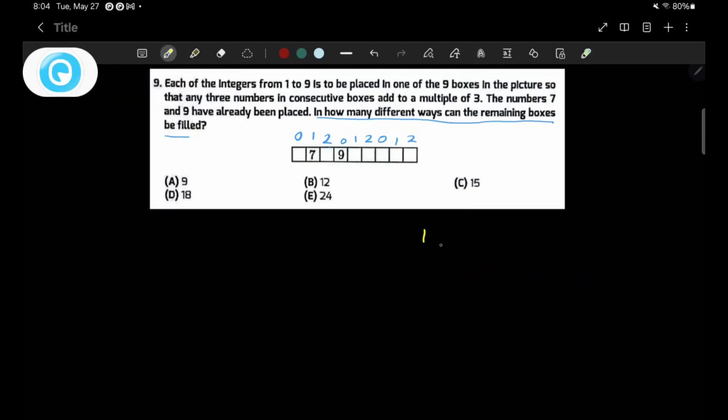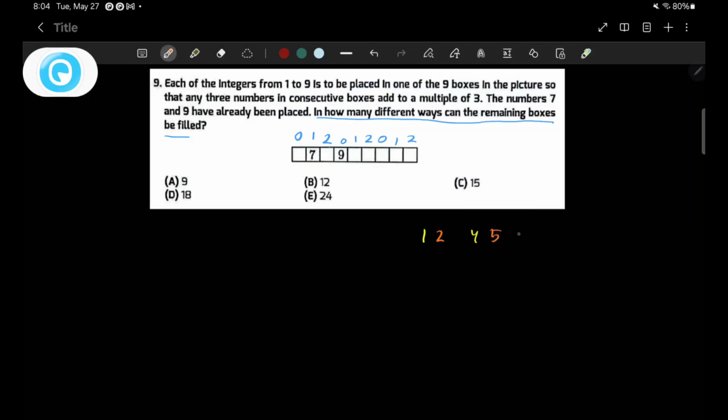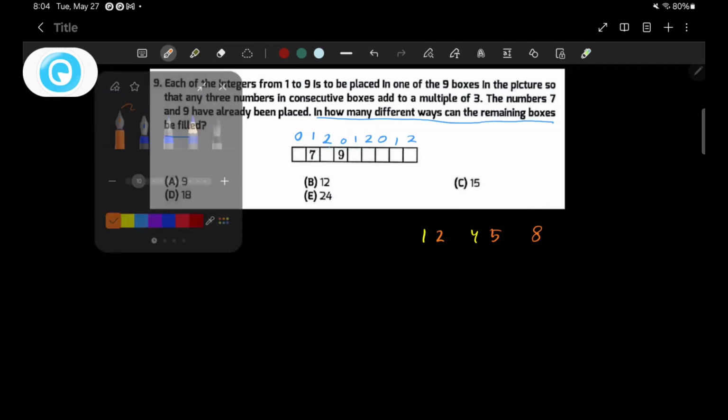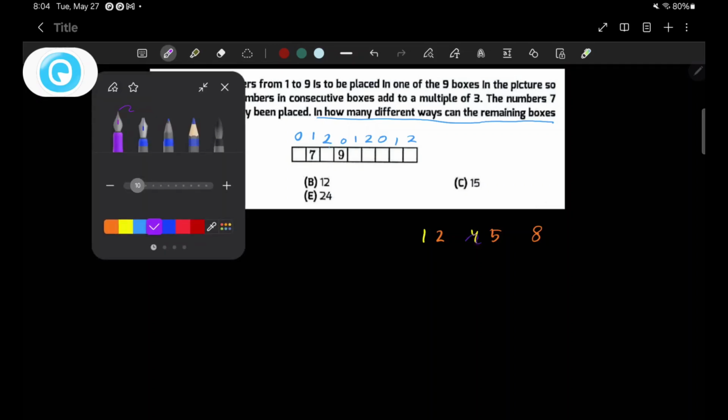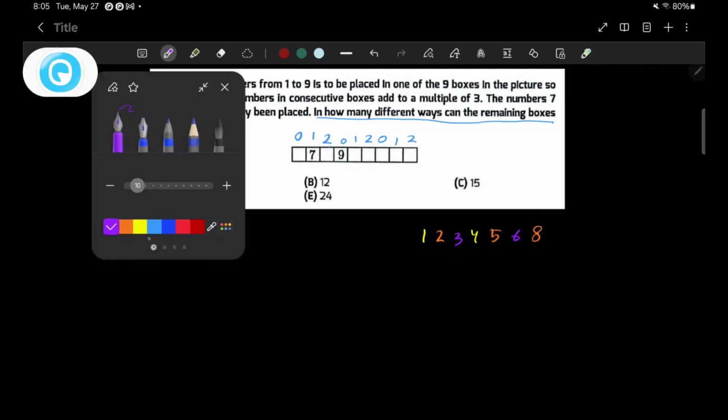So 1, and then the next one would be 4, and the 7 is already written there, and then 2, 5, and then we have 8 here. That leaves a remainder of 2. And those that leave a remainder of 0 are 3 and 6. Now, this way, looking at the question, the numbers where we need to fill them out become easier for us.